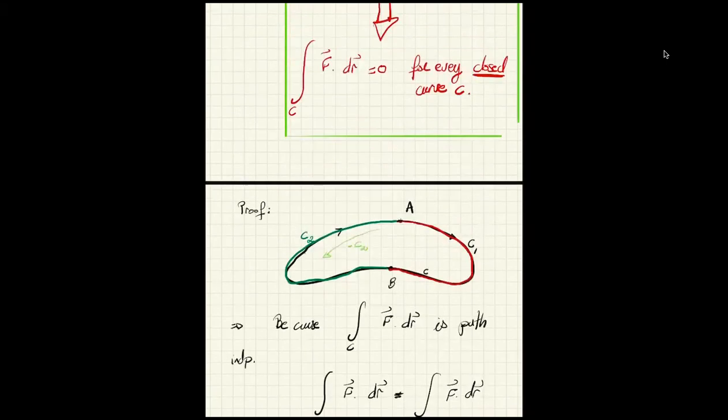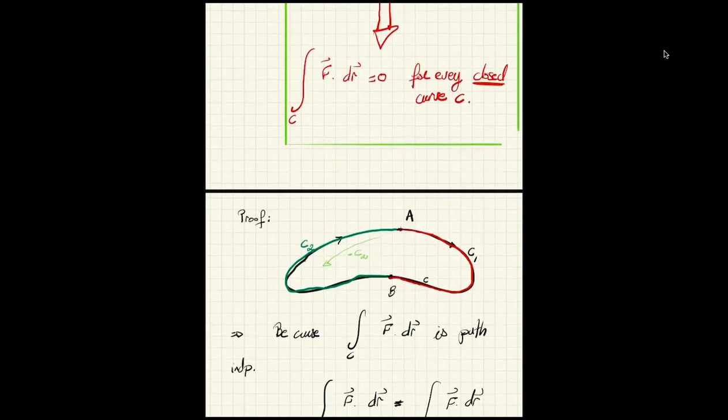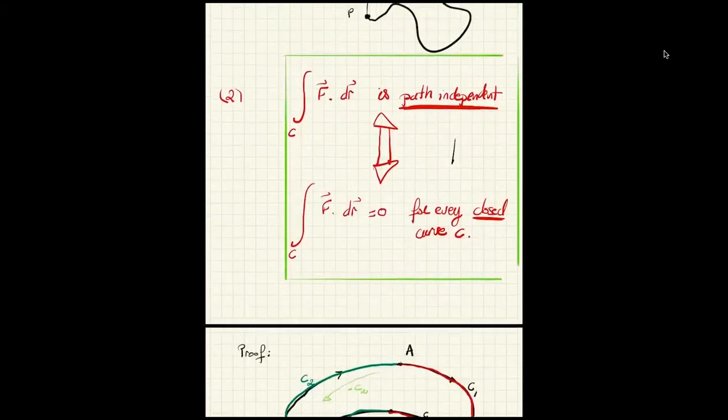So this gives one direction, and I will leave it to you as an exercise to check the other direction. It's the same thing actually. If you have a closed curve where the integral is equal to 0, then it does not depend on the path. It's exactly the same thing.